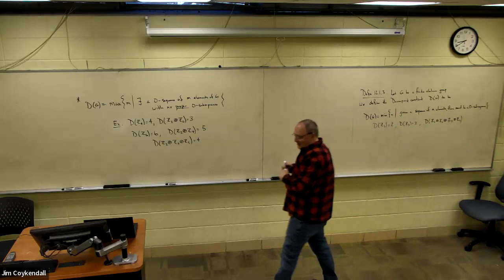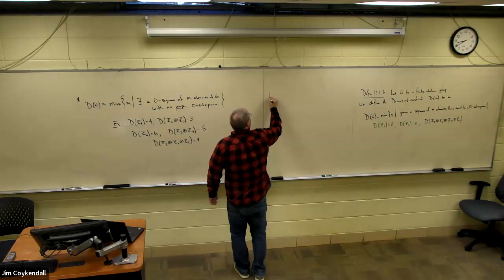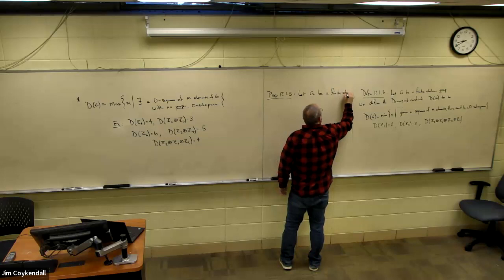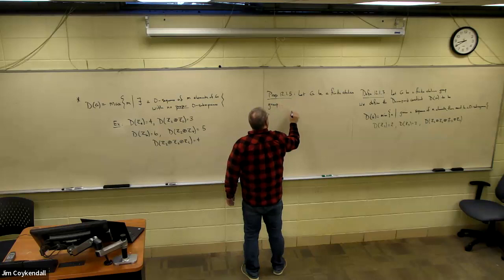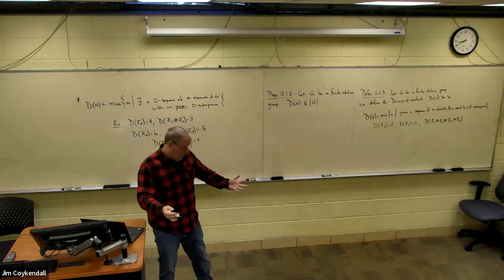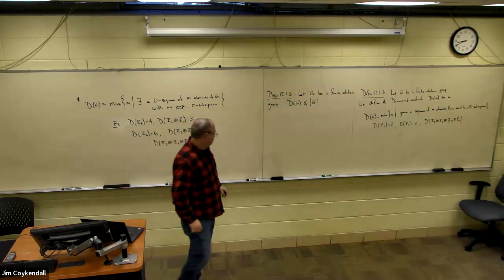So, let G be a finite abelian group. Then the Davenport constant of G is less than or equal to the order of G. Okay, so that's something, right? So if I've got a group of order 8,675,309, I know it's got to be less than that, right?